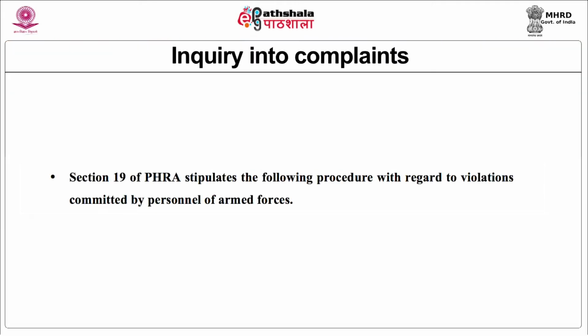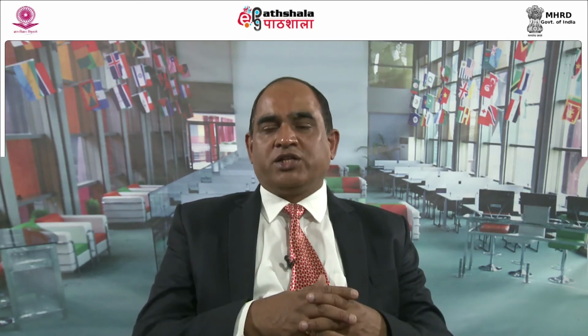Section 19 of the Protection of Human Rights Act has a slightly different procedure with regard to violations committed by personnel of armed forces. While the NHRC can investigate complaints of human rights violations committed by police personnel, insofar as violations committed by armed forces are concerned, it can at best seek a report from the authorities concerned, but it cannot investigate violations committed by the army by itself.